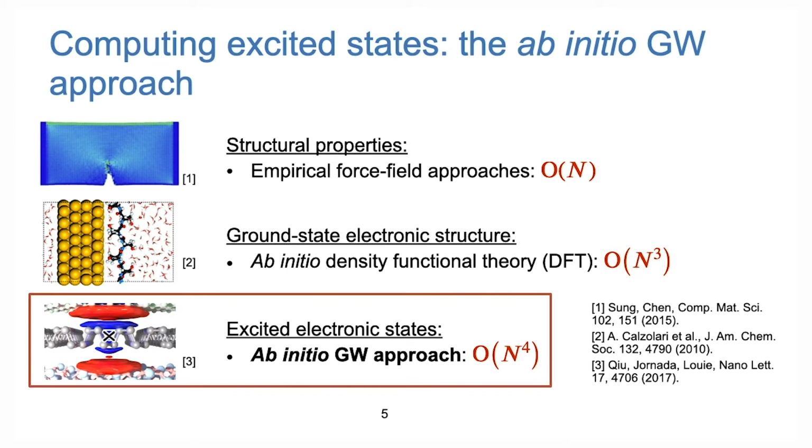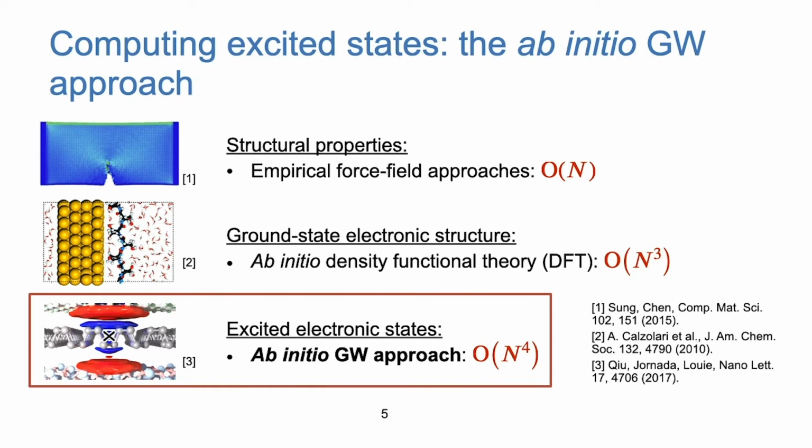Now, a common approach to do so is with the so-called first principles GW approximation, which gives you accurate electronic excitations in materials. But while accurate for excitations, this method is much more expensive than methods that are used for ground state structural properties, such as density functional theory. For instance, the GW approach scales cubically, or to the 4th power typically, with a number of atoms, while density functional theory scales cubically and force field approaches typically linearly with the problem size.